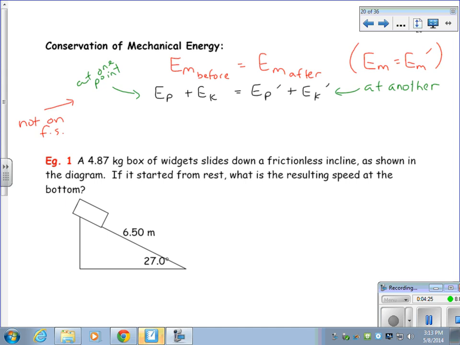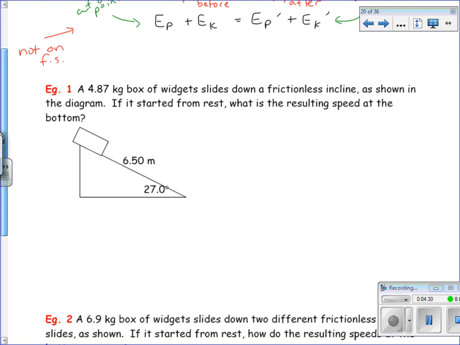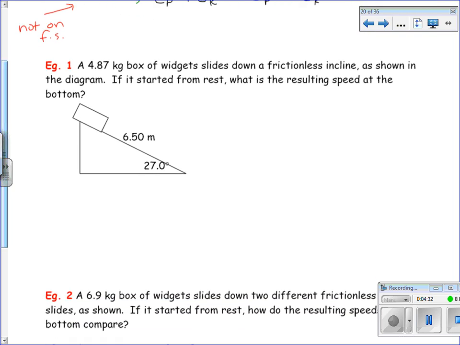So we'll start with sort of simple examples, and we'll work our way up to something a little bit more complicated. So a 4.87 kilogram box of widgets slides down a frictionless incline as shown in the diagram. If it started from rest, what is the resulting speed at the bottom? So we can call this point A and this point B. And at point A, we have a velocity of 0, and we have a height of, we have to figure that out. We need to know what height it leaves at.